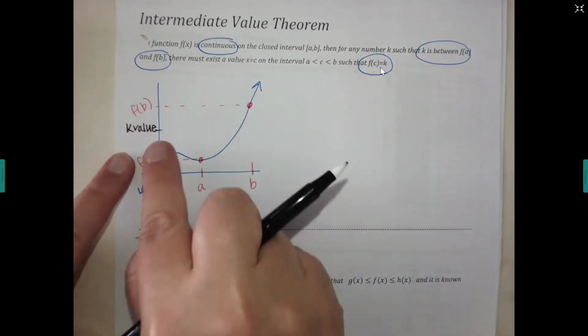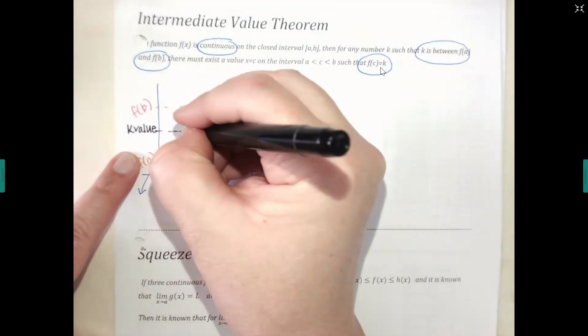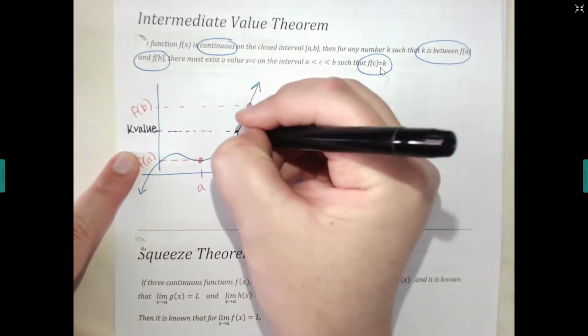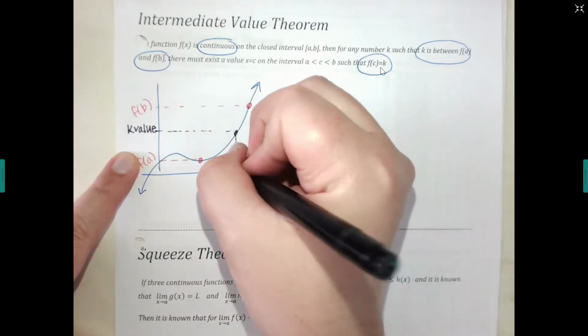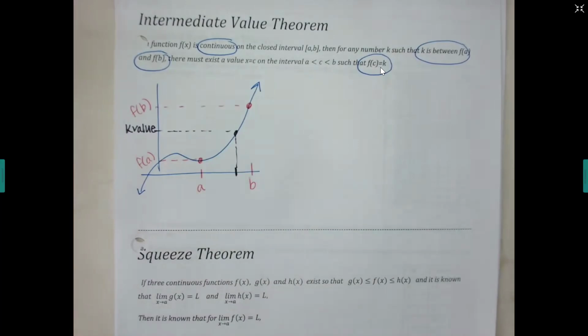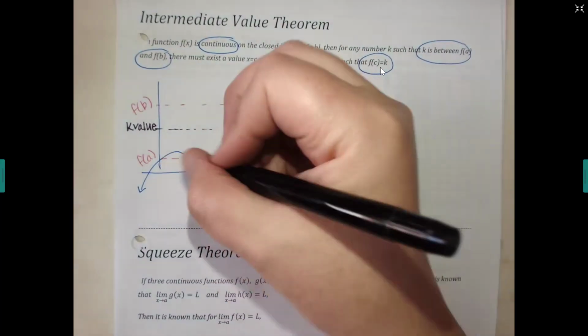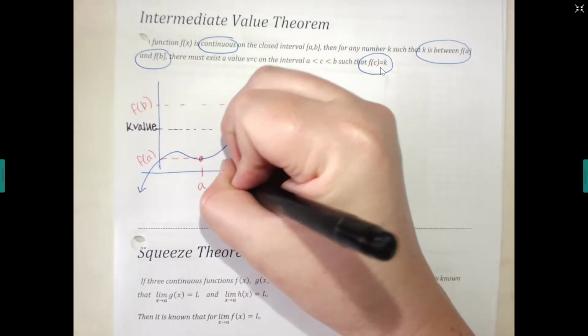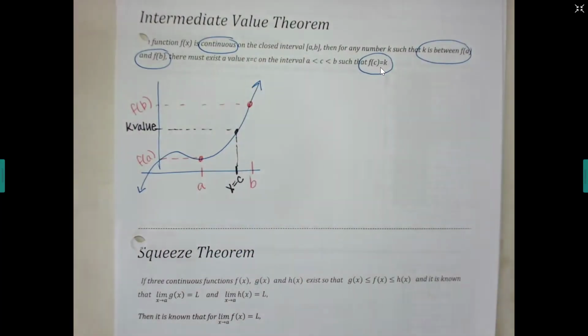So in this case, my k value is here. Well, then I know that the value that it happens at is right here. So you're basically promising that for any y value between the beginning and the ending point, it had to happen somewhere along that interval. So this would be my x equals c. And for that k value, f of c would equal that number.